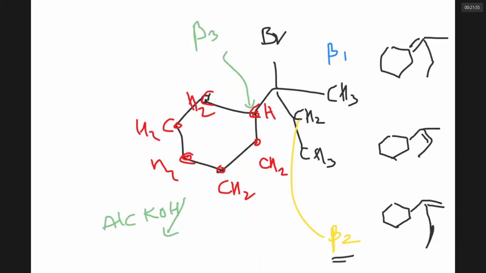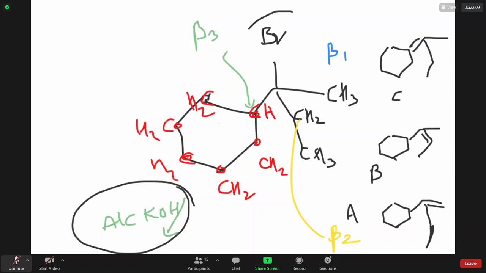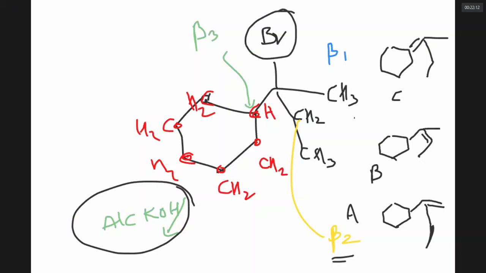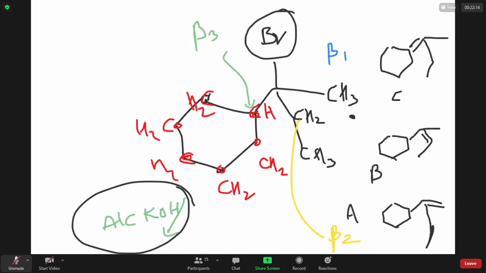A, B, C. Which is the major product? Whenever you are using alcoholic KOH, the Br and the neighboring carbon's hydrogen can be eliminated to give a double bond. I have 3 neighboring carbons with hydrogens. Of all these 3, from which place is the hydrogen eliminated? If it is eliminated from beta 1, I am getting this. From beta 2, I am getting this. From beta 3, I am getting this. From which is hydrogen preferentially eliminated?